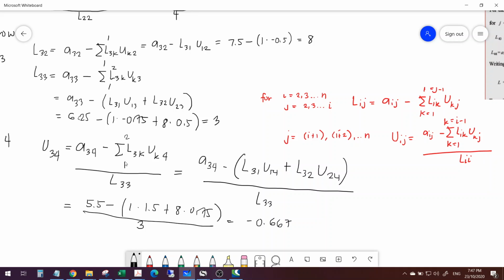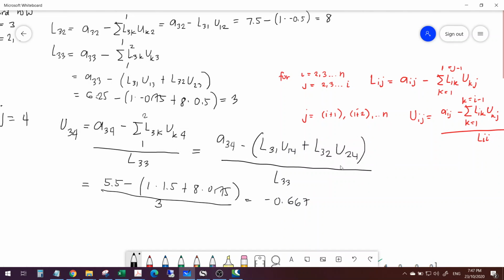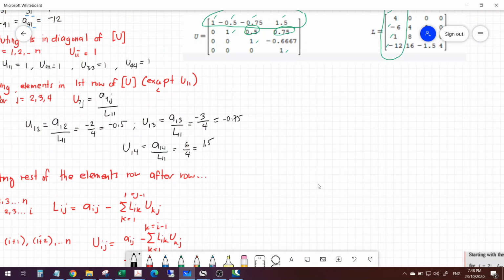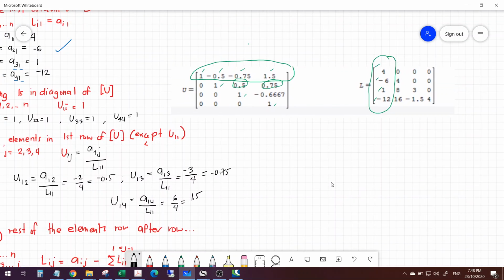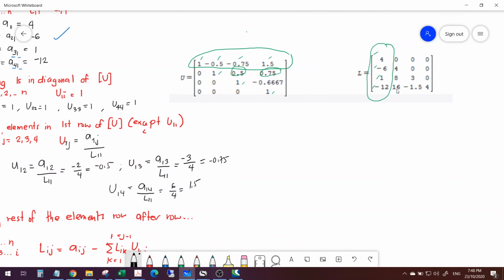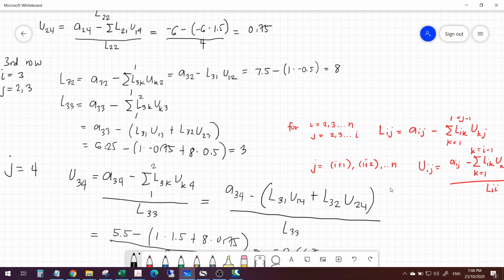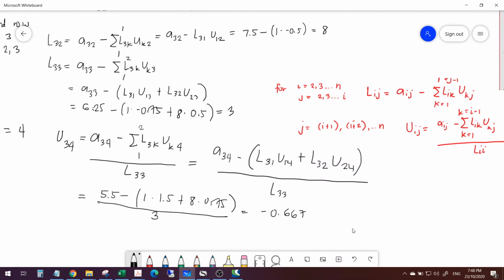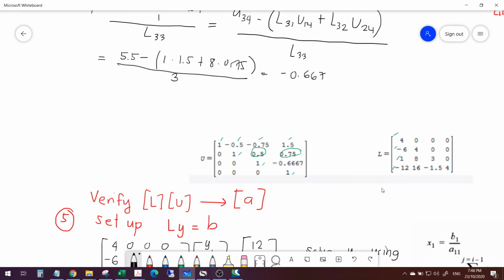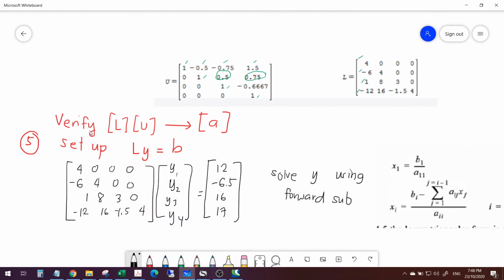And then since that is 2, this summation will have two terms. A34 minus L31 U14 plus L32 U24 over L33. Then again, get the values of this in A, L, and U matrix. Substitute, you will have U34 as negative 0.667. So we're done with the U matrix. Now to find the other L matrix, you just repeat the same process for the fourth row, and then you will come up with the complete U and L matrix. Now we're done with the LU matrix. You can verify that if you multiply L and U, you will come up with the same A matrix. We can try that later on.